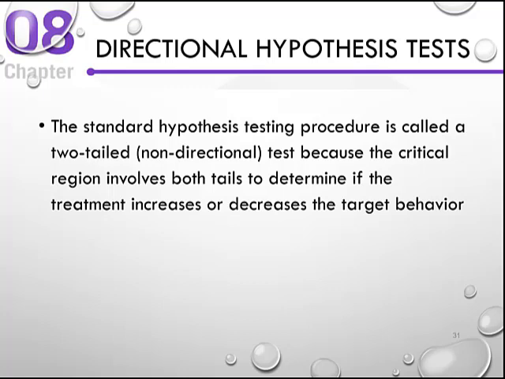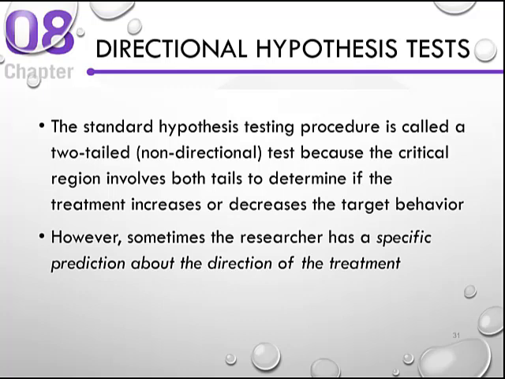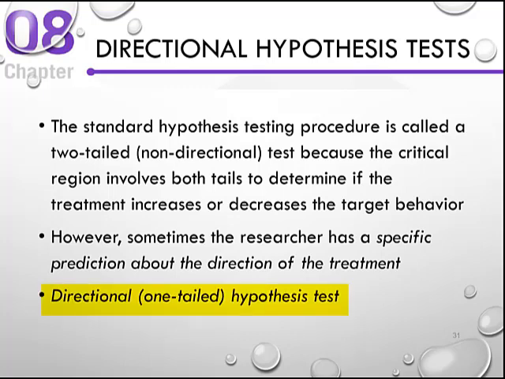But a lot of times we don't just want to say that something is affecting something, right? We want to predict a direction. So for example, we predict that listening to classical music might actually increase the mathematical skills in students, right? That's a direction. We think we're going to find it on the upper side, right? Hopefully that would mean that the treatment had an effect, right? Usually a researcher begins an experiment with a specific prediction about the direction of the treatment effect. And that is what's called a directional or one-tailed hypothesis test.